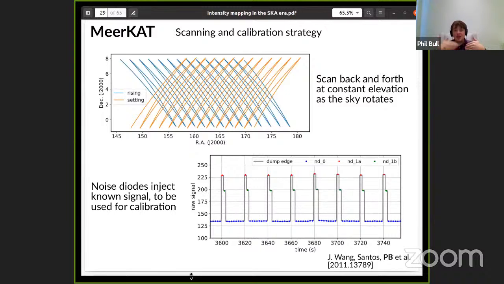And so you end up seeing these common signals that the receivers see the same thing at the same time, which isn't what you want from an interferometer. And it gets put into your signal.